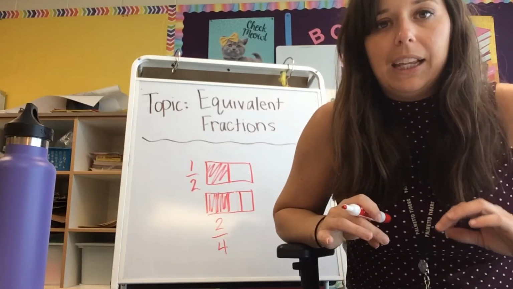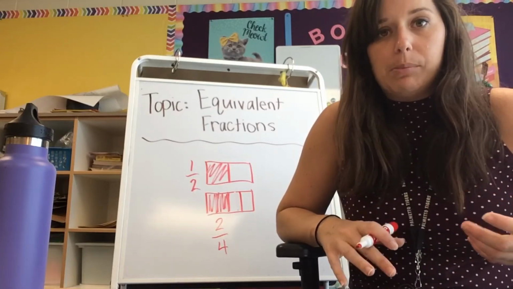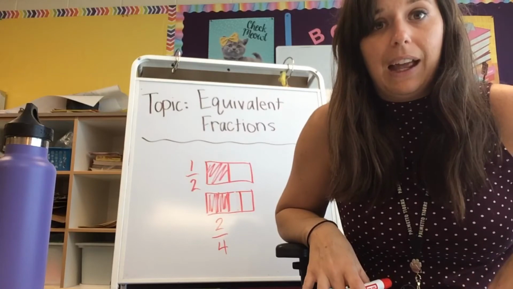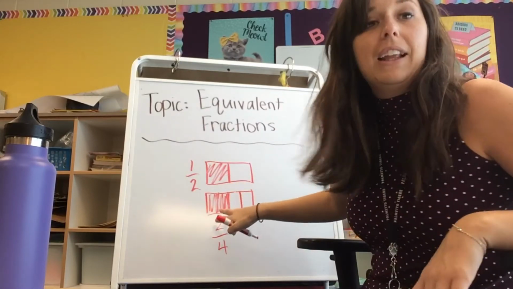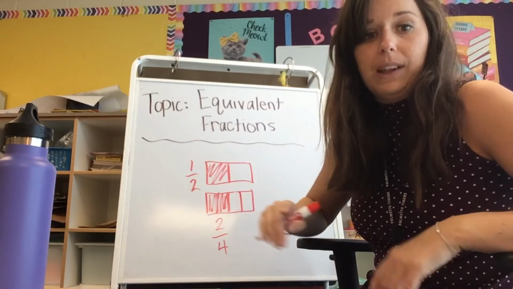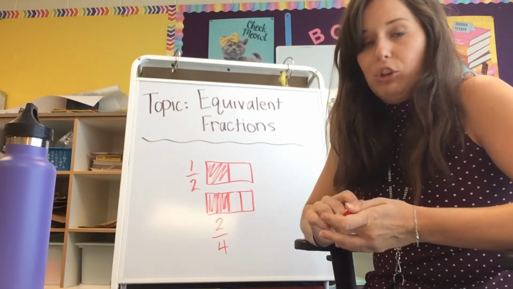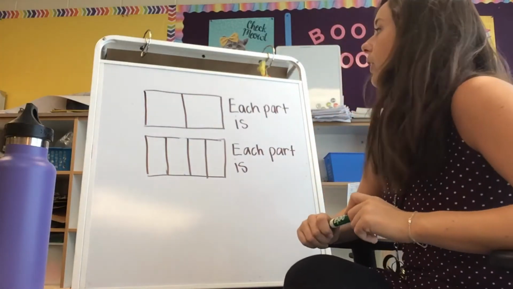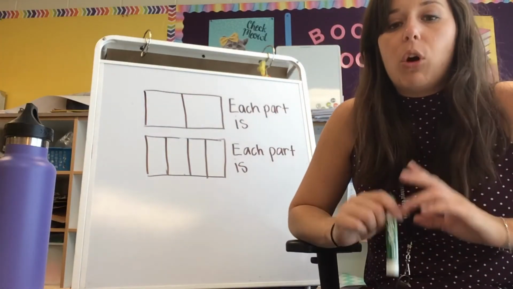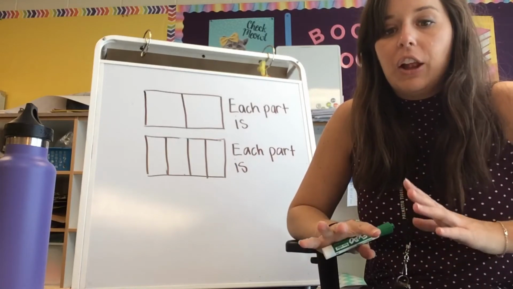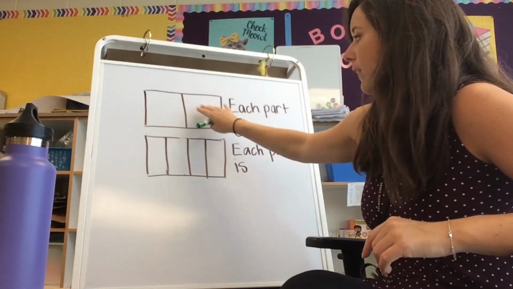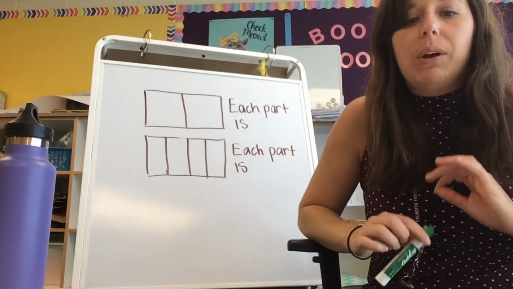So when you are making a model on paper, make sure you're making them the same size. Make sure you're making the parts of the whole the same size as well. That can mess you up too. Okay, so once you make sure that the wholes are the same size, look at the size of the parts of each whole. They also have to be the same.